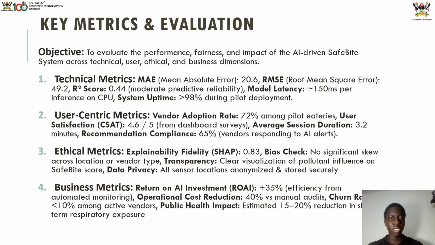So about key metrics and evaluation, our objective was to evaluate the performance, fairness, and impact of the AI-driven SafeBite system across technical, user, ethical, and business dimensions. And a little bit of the metrics. Our mean absolute error was roughly 2.6. Our root mean square error was 4.9. And our system uptime was greater than 98% during deployment. And the rest of the metrics have been listed as shown above.